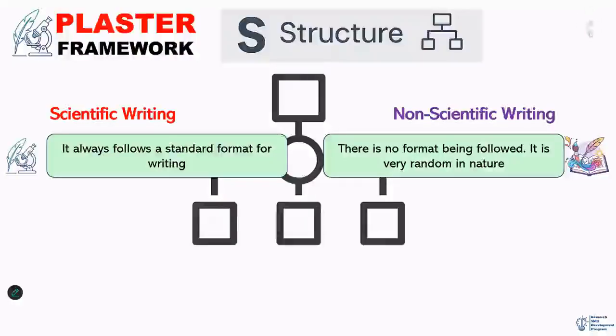And if it is not available in a particular format, then they completely lose interest in it. So when you compare a scientific article versus a non-scientific article, you can see there is a standard format of writing in the case of scientific writing, whereas in non-scientific writing, there is no format.